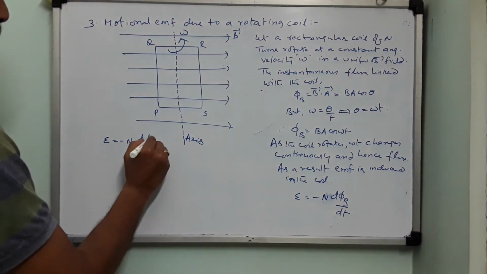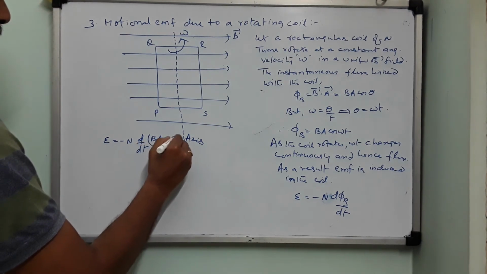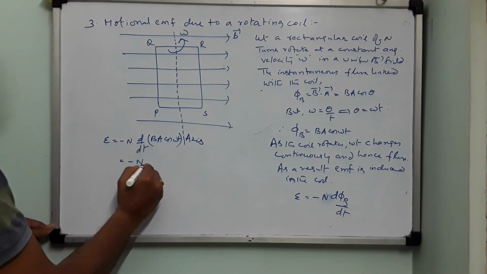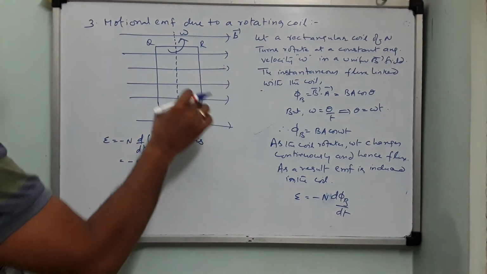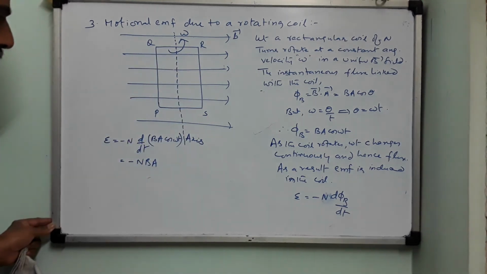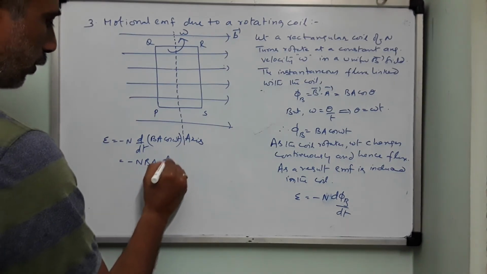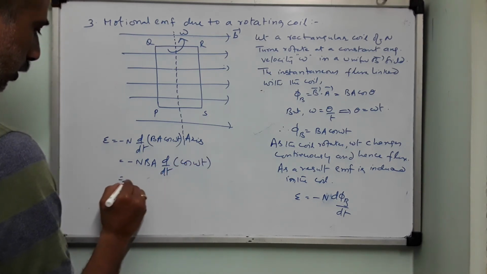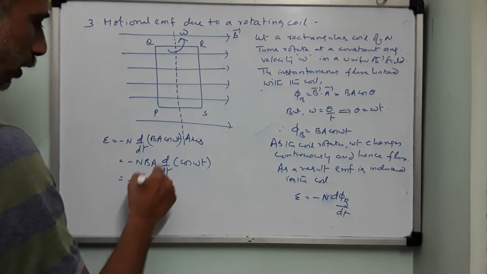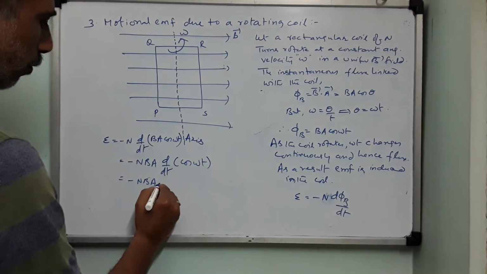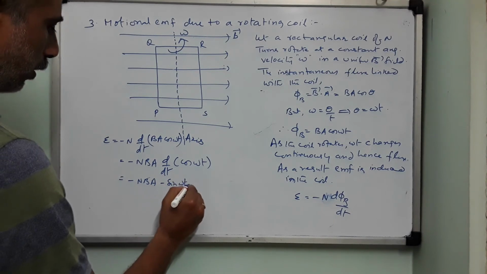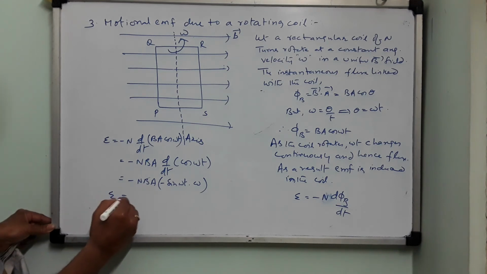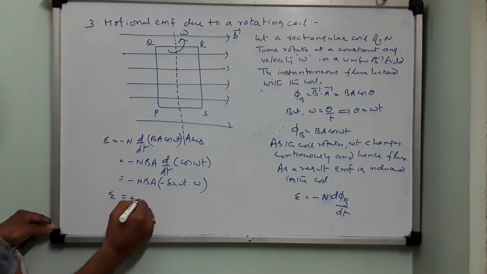Instantaneous flux is BA cos omega t. So this minus n is here. B and A are constant because the field is not changing. Area of the coil is also not changing physically. So only cos omega t will change. So d by dt of cos omega t, so this minus n into B into A. Differentiation of cos omega t is minus sin omega t into omega. So this minus and minus will become plus. E equals plus nBA.